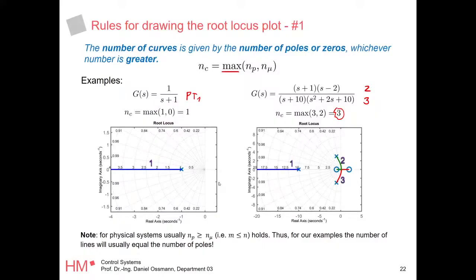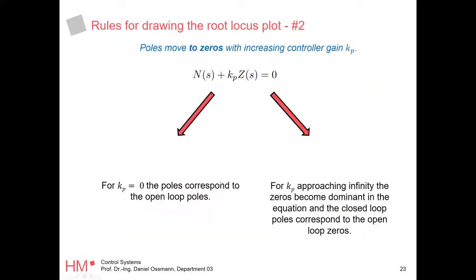Okay, next, rule number 2. And this rule is actually quite important. The poles move to zeros with an increase in controller gain.